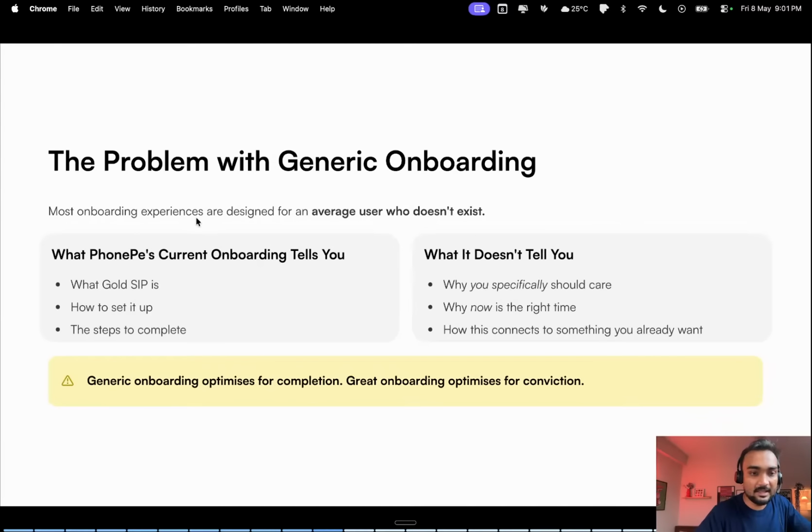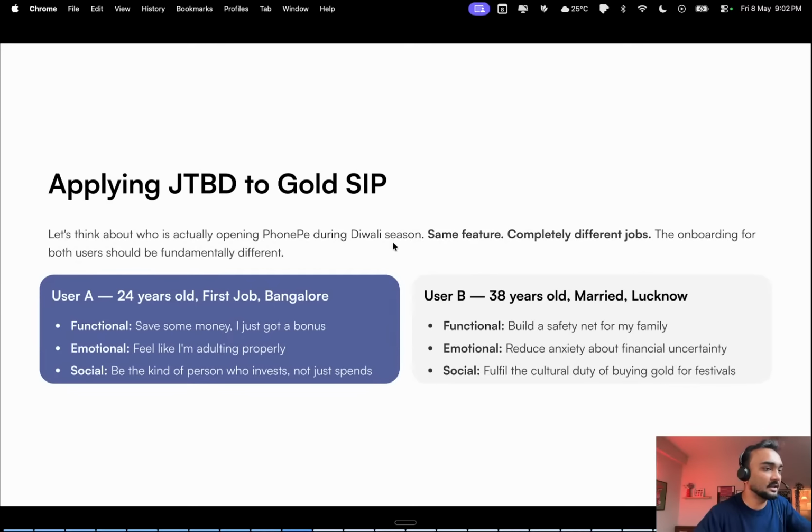You think in this persona, right? These two personas that I've created, do you think they are just made by demography, Bangalore versus Lucknow? No, they're actually separate because of these jobs to be done. These two people have different jobs to be done from gold SIP.